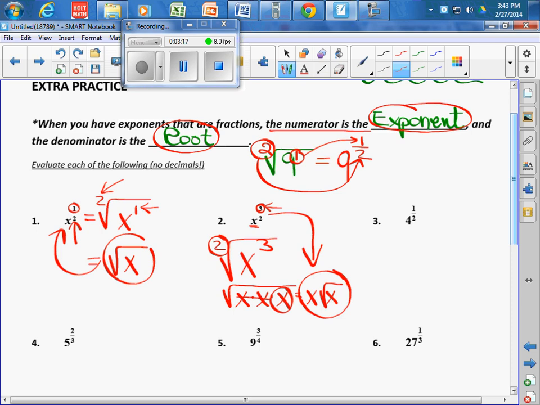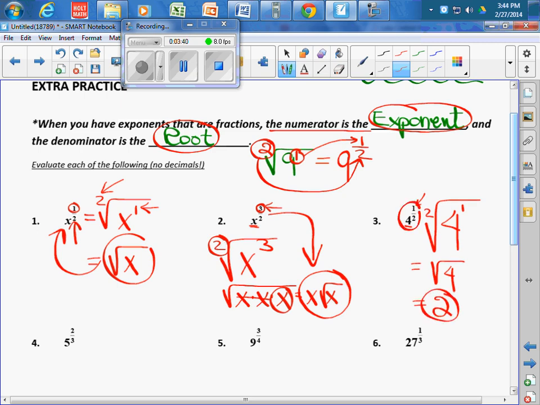And we can do the same thing. It doesn't have to be a variable. In this case, problem number 3, 4 is the base. What's the exponent? 1. We don't write the 1. The root is 2. We don't write the 2, but what we're actually looking at here is the square root of 4, which is 2.